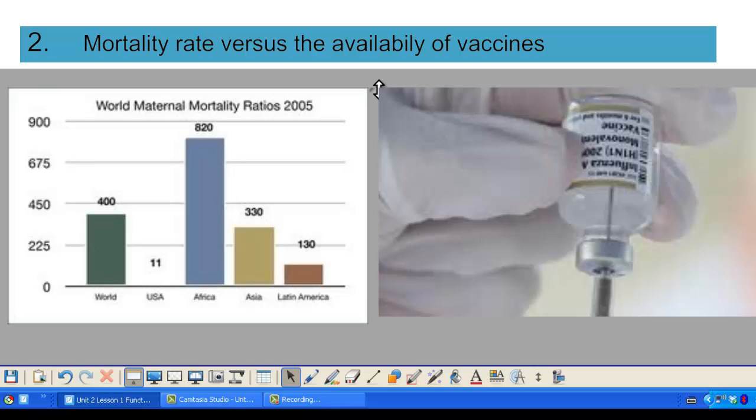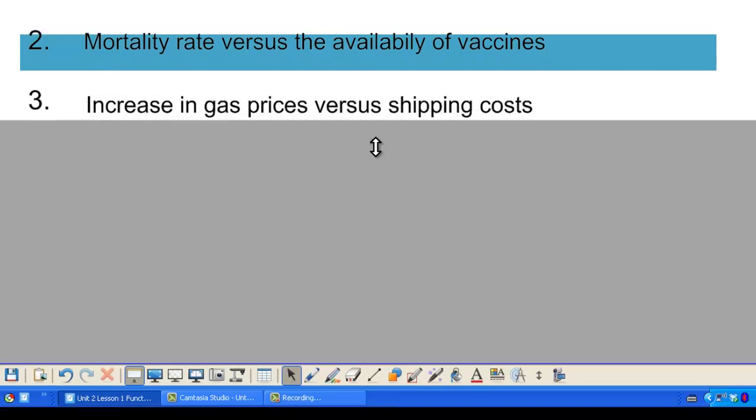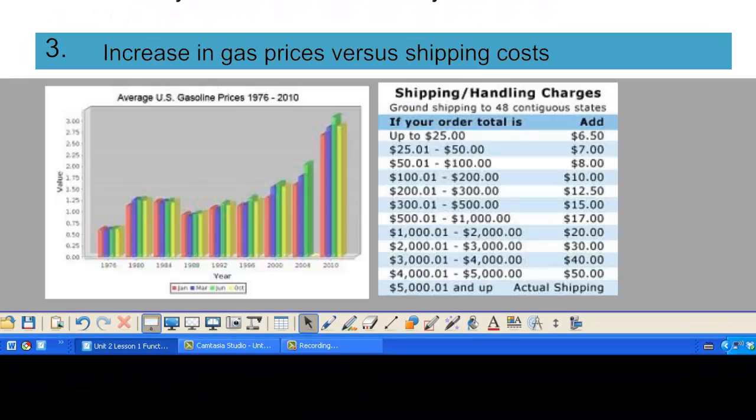the death rate is much higher than our modern society in the United States. A lot of times you'll find that the availability of vaccines just isn't there like it is for us at our local doctor's office or down the street at Walgreens. So their death rate might be higher. Another mathematical relationship that occurs in the universe is maybe an increase in gas prices versus shipping costs.